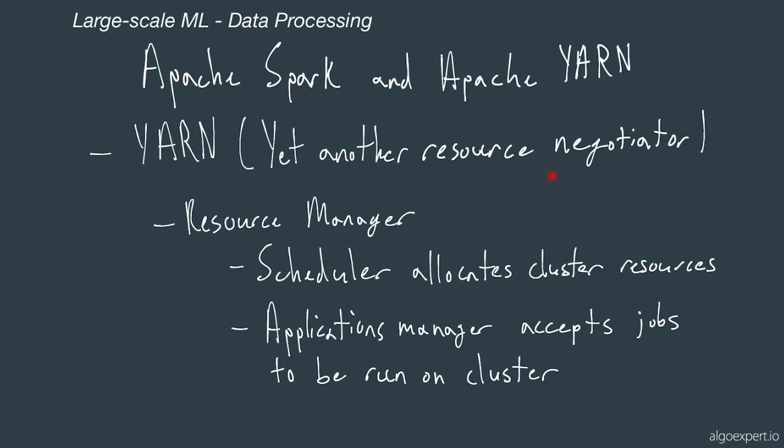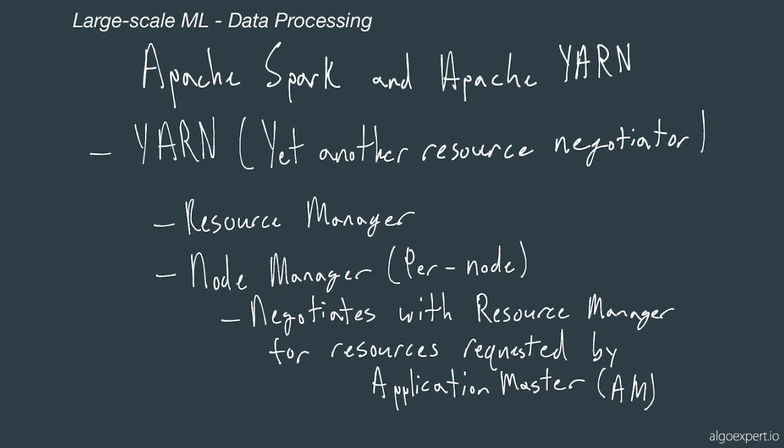Yarn, which is yet another resource negotiator, has a few components. One of them is a resource manager. The scheduler is a subcomponent of the resource manager, and it allocates cluster resources to whatever applications need it. And an application manager accepts jobs to be run on a particular cluster.